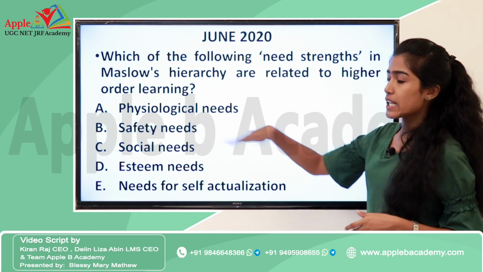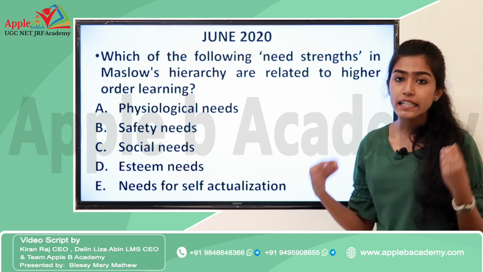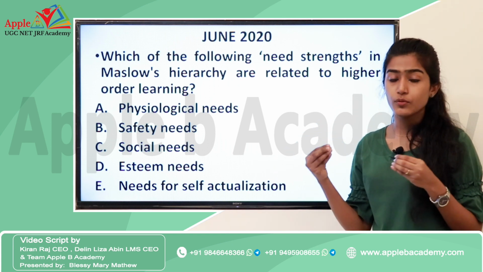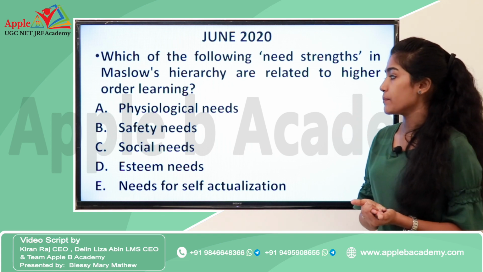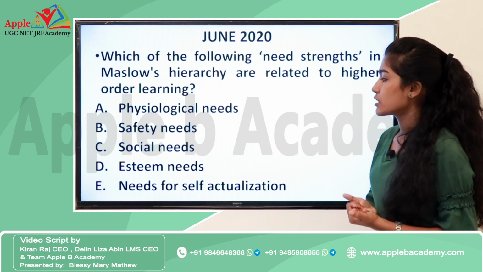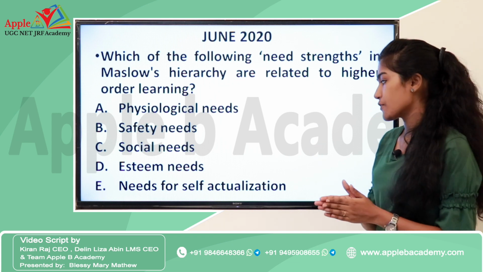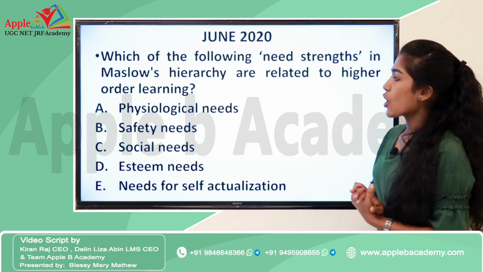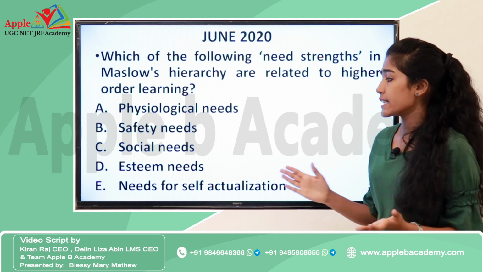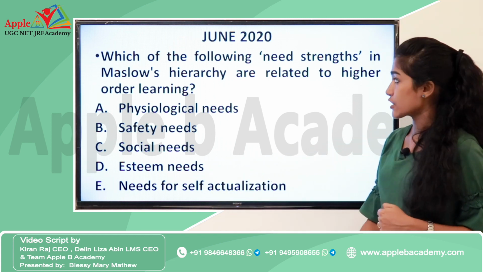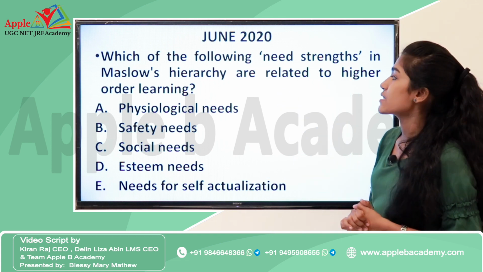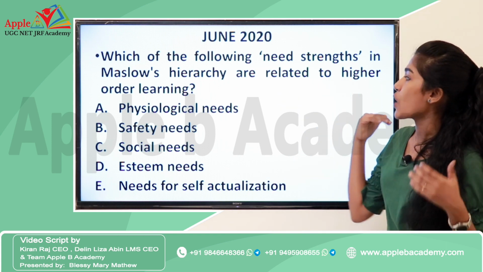So, we know that physiological needs is basically the need of food, water, warmth, rest and all that, which comes as the basic need part of human beings. Then we have safety needs, social needs and esteem needs. Then you have needs for self-actualization as well. So, as per the question, the right answer for this question is option D and E, esteem needs and needs for self-actualization.